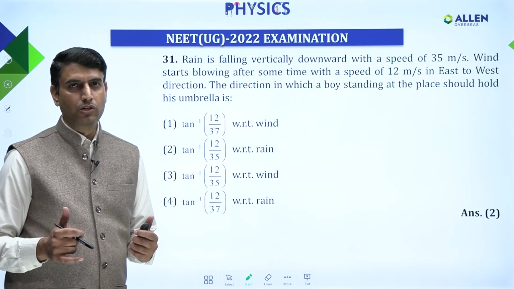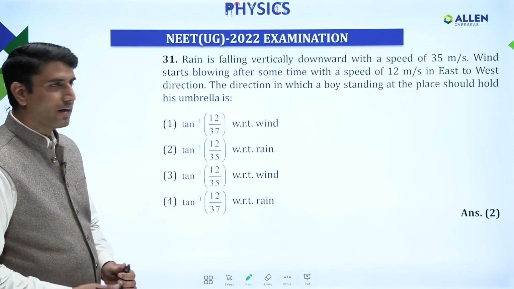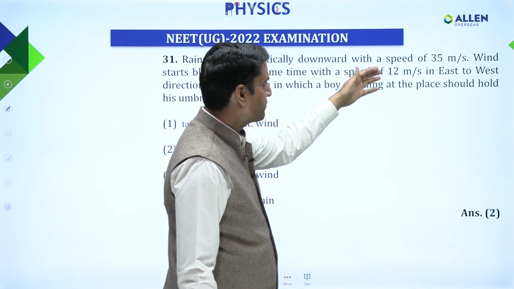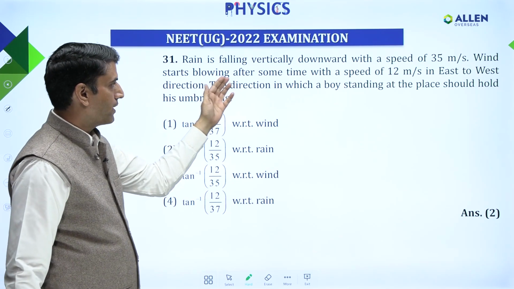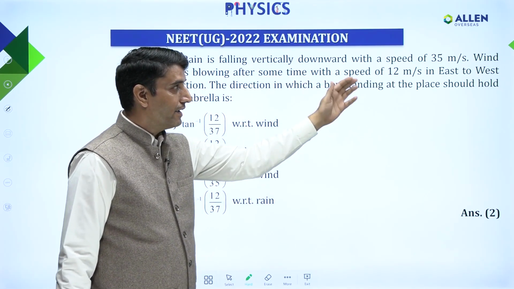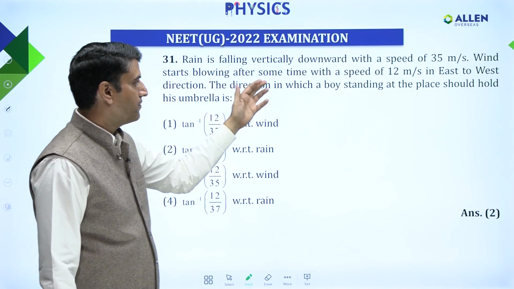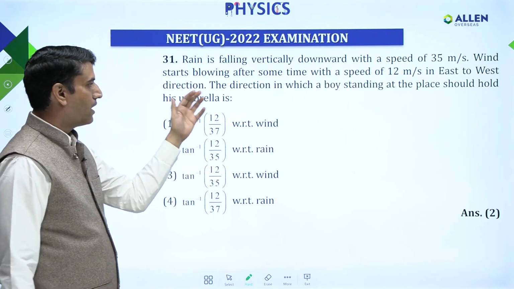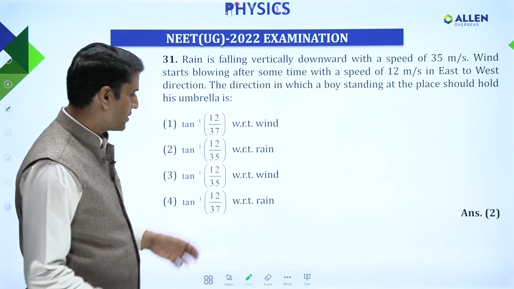Now we are going to solve our next question, and that is question number 31. Rain is falling vertically downward with a speed of 35 meter per second. Wind starts blowing after some time with a speed of 12 meter per second in the east to west direction. The direction in which a boy standing at a place should hold his umbrella is. Okay, let us see how to solve this question.